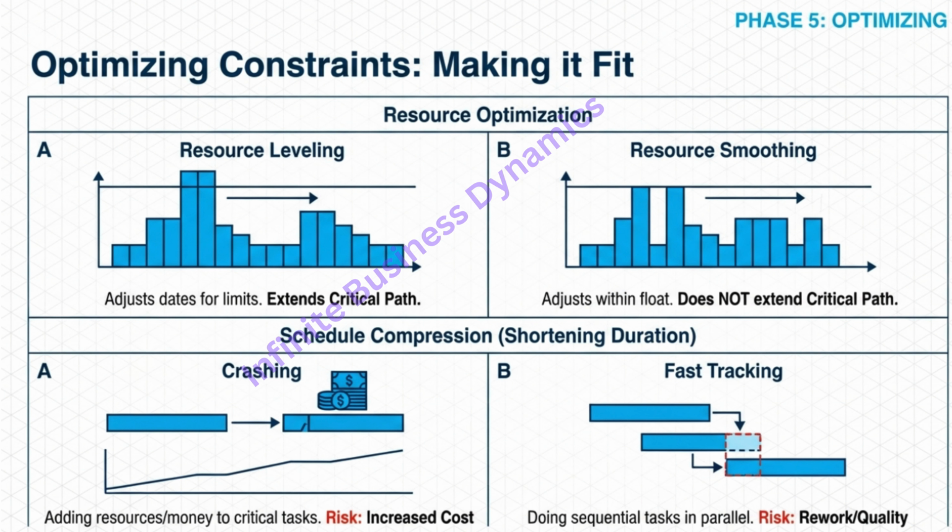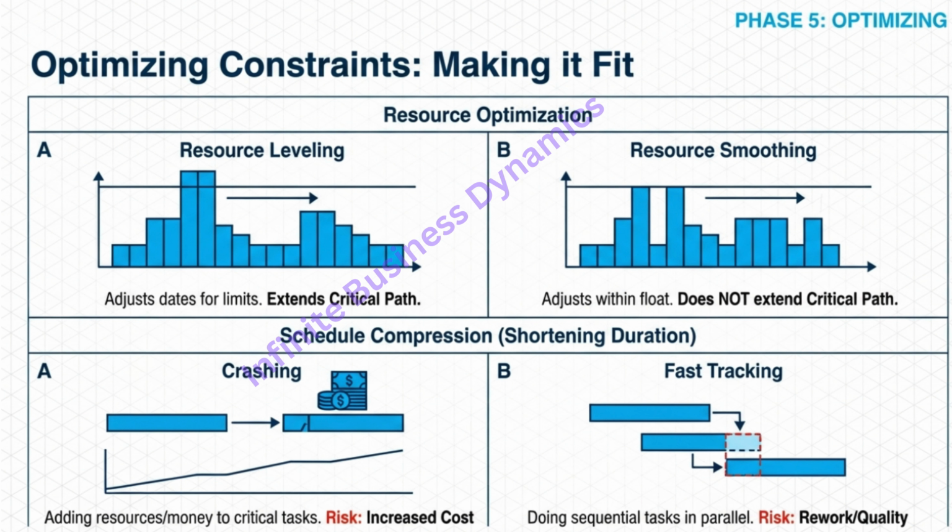Now, what if the deadline is the problem? We have negative float. We need to hurry up. The sources call this schedule compression. We have crashing and fast tracking. This is a classic choice between money and risk. Crashing is trading money for time. You pay for overtime. You hire expensive consultants. You add resources to the critical path tasks to just squash them down. You're just paying to go faster.